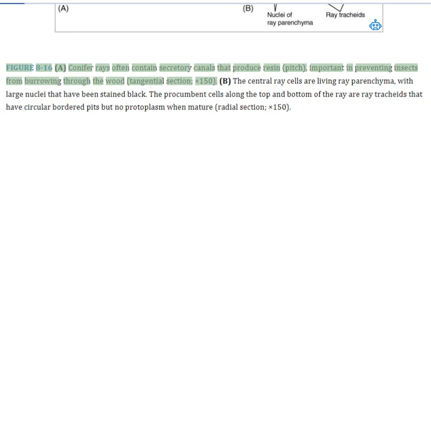Figure 8-16: Conifer rays often contain secretory canals that produce resin, important in preventing insects from burrowing through the wood. The central ray cells are living ray parenchyma, with large nuclei that have been stained black. The procumbent cells along the top and bottom of the ray are ray tracheids that have circular bordered pits but no protoplasm when mature.